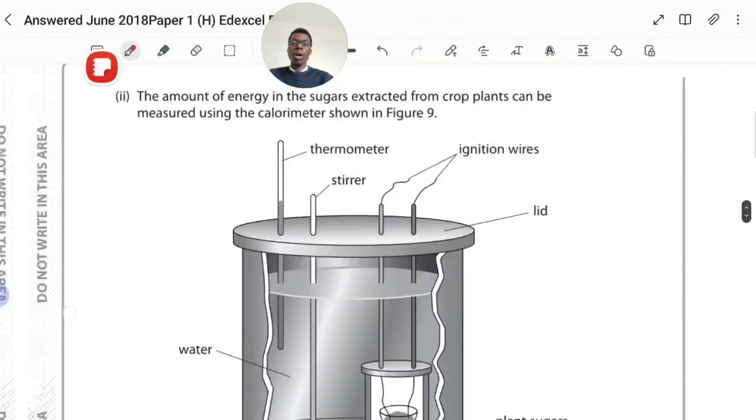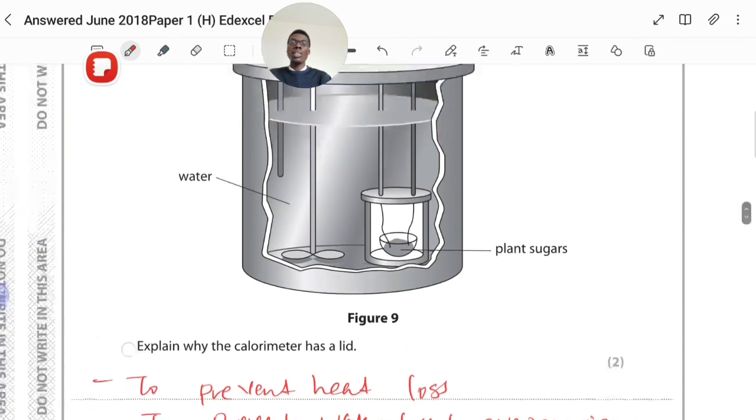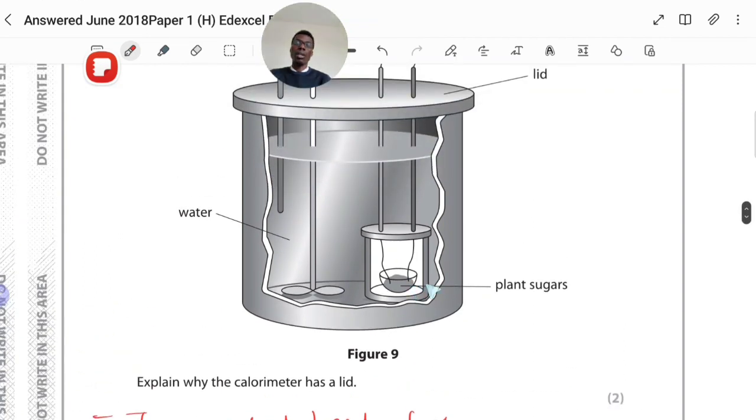So the reason is to prevent heat loss. When you prevent heat loss, that's also to prevent water loss by evaporation. So the energy from the sugar is effective enough to heat the water, because the sugar here is going to undergo respiration, and there's going to be heat. So you want all the heat to be retained here.